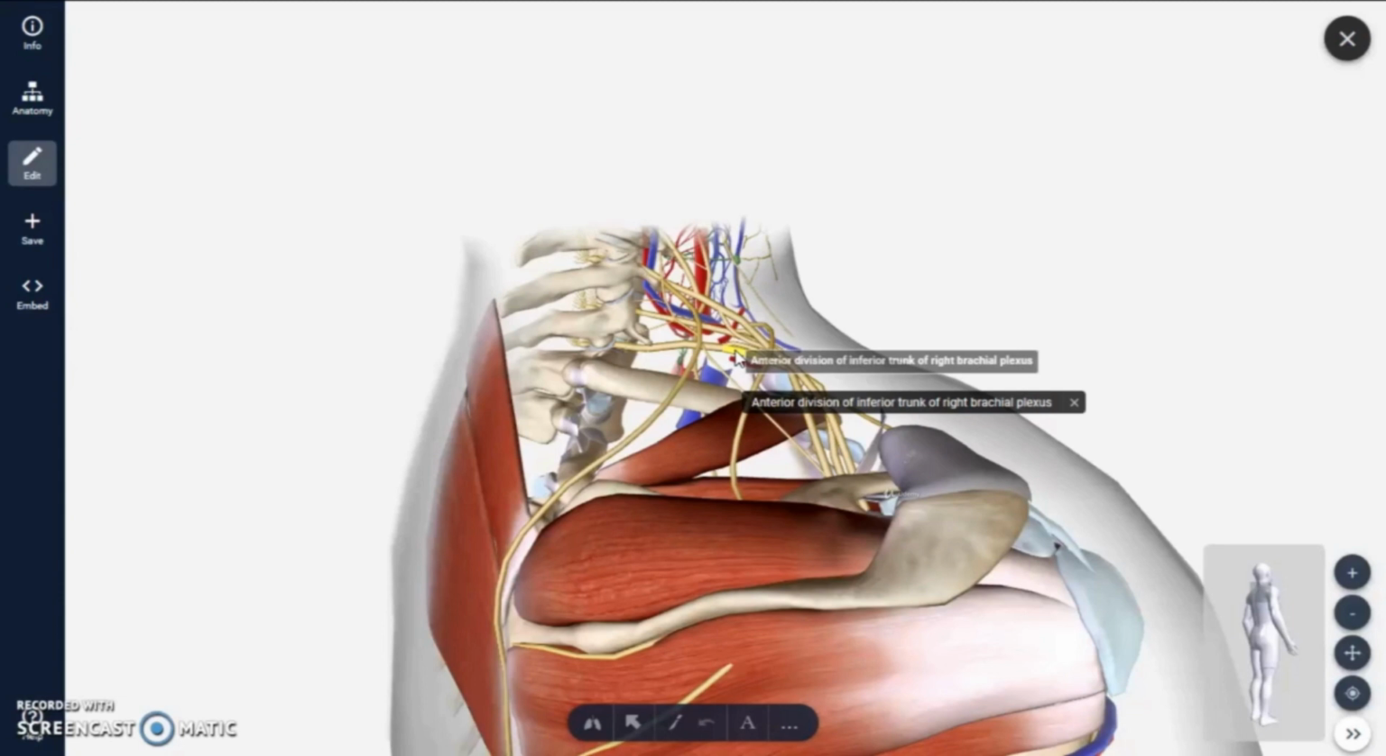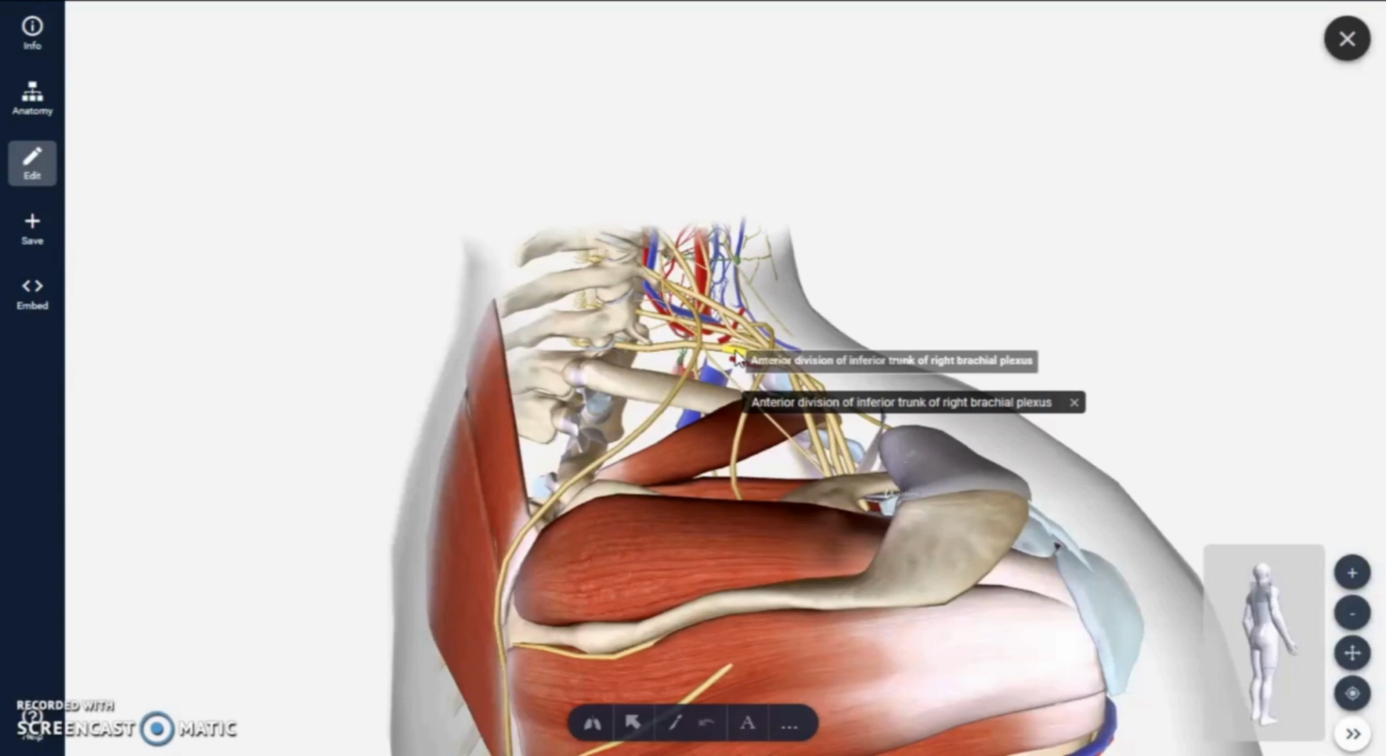So we have 5 roots. Each of the 5 roots is going to form trunks, that is 3 in number. One is the upper trunk, another one is the middle trunk, and then we will have the inferior trunk. The upper trunk again will divide into an anterior division and a posterior division. Same way in the case of the other 2 trunks also.